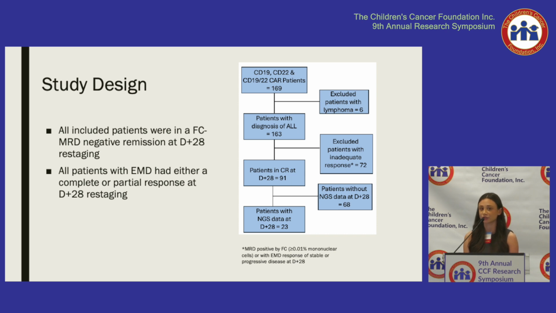We started off with 169 eligible patients who received either CD19, CD22, or bivalent CD19-22 CAR T cells. We excluded patients with lymphoma, and then we're left with 163 patients who had a diagnosis of ALL. And then we excluded patients without an adequate response, as we discussed, patients who had MRD level disease by flow cytometry or patients who did not have response of their extramedullary disease, which left us with 91 patients in a complete remission at day plus 28. And then we did not have NGS data available for 68 patients, and so we were left with a cohort of 23 patients who we had that data available for.